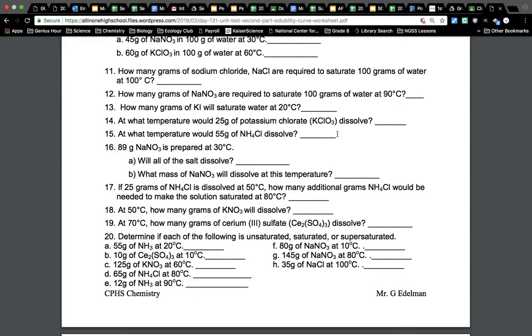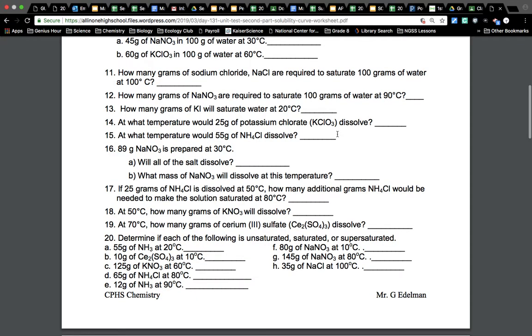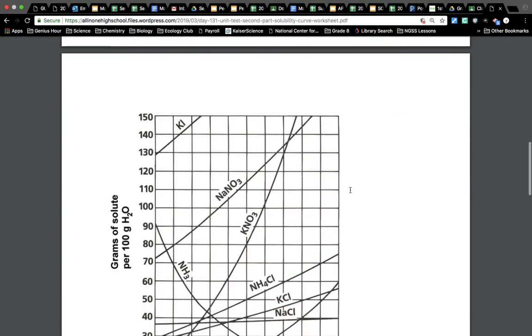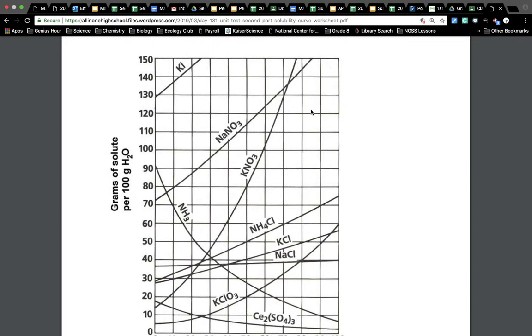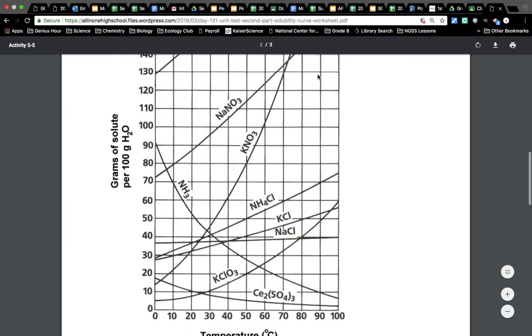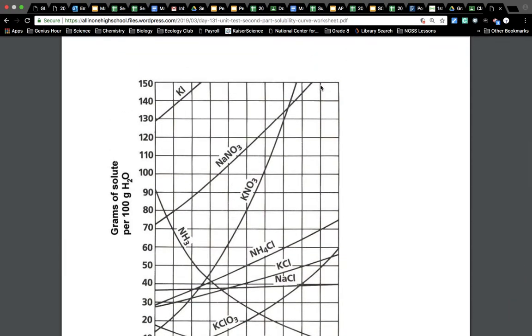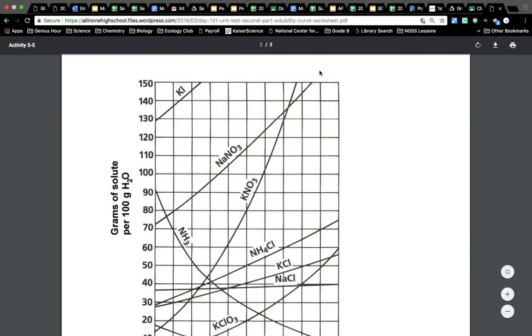How many grams of sodium nitrate are required to saturate 100 grams of water at 90 degrees Celsius? Sodium nitrate, 90 degrees Celsius. How many? Woof, this is going way up. In this one we have to make a guess because it's right off our chart. So our highest amount here is 150. If this line were to continue, it looks like it would continue about here or so. It could be around 100.